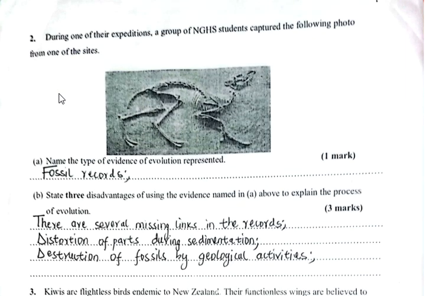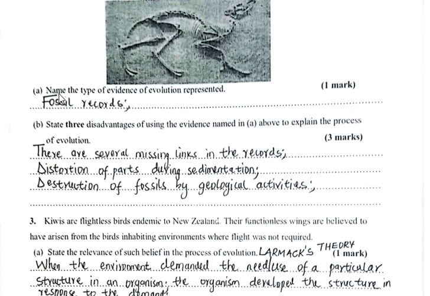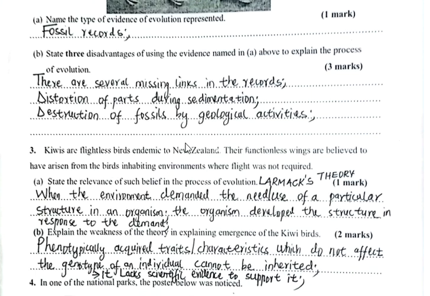Question 2. During one of the expeditions, a group of students captured the following photo from one of the sites. Name the type of evidence of evolution represented, that is fossil records. Part B. State 3 disadvantages of using the evidence named in A above to explain the process of evolution. Number 1, we have several missing links in the records, distortion of parts, that is during sedimentation, the destruction of fossils by geological activities, can have earthquakes during faulting and folding, they can destroy the fossils.